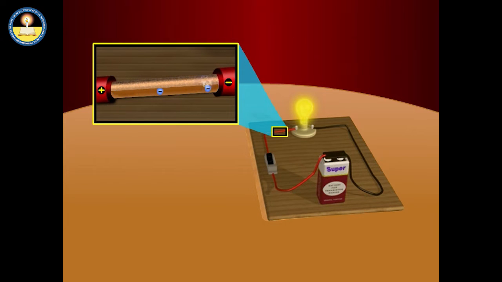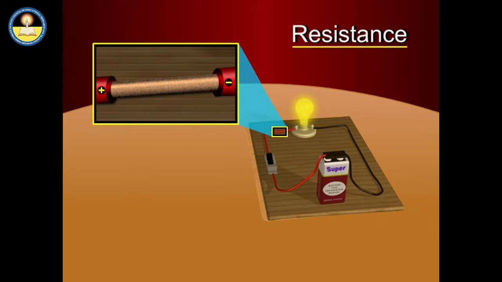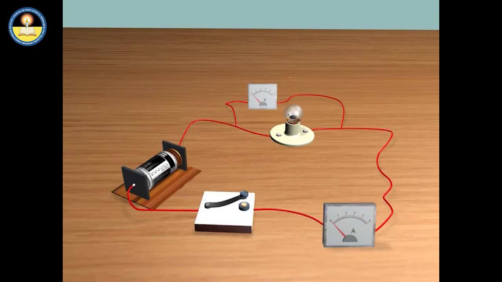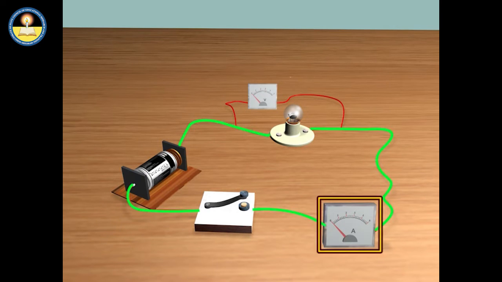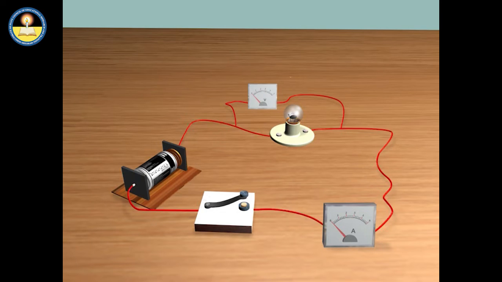The phenomenon by virtue of which an electric current is induced in a conductor due to changing magnetic field is called electromagnetic induction. It is an extremely useful phenomenon with a wide variety of applications and used in power generation and power transmission.